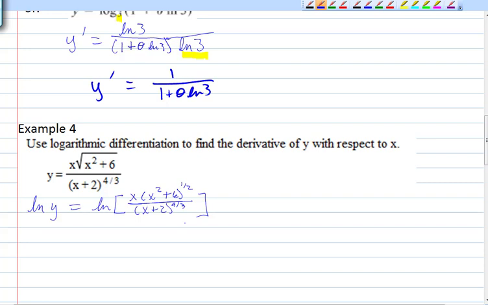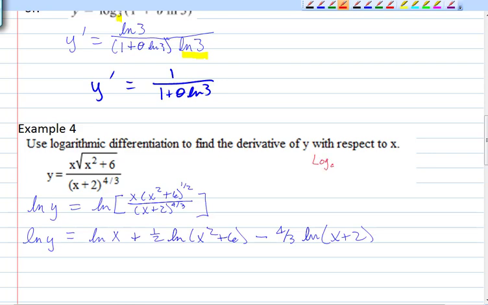Now, if you remember your properties of logs from algebra, you know that you can expand this using the product rule, the power rule, and the quotient rule to make this look like a decent function. So this is going to be the natural log of x plus 1/2 the natural log of x squared plus 6 minus 4/3 the natural log of x plus 2. Now, do you remember the product rule, quotient rule, and power rule of logs? So perhaps I should write them down. Okay, these you need to know as well. They're going to make your life so much easier.